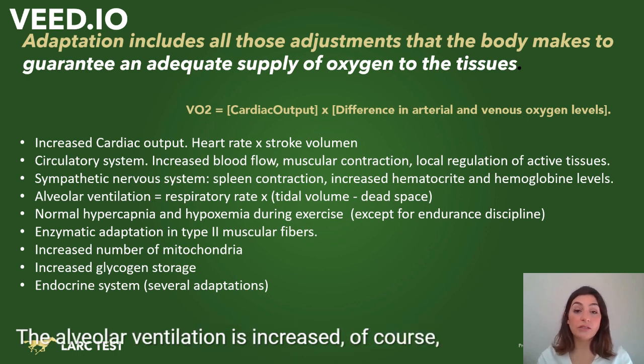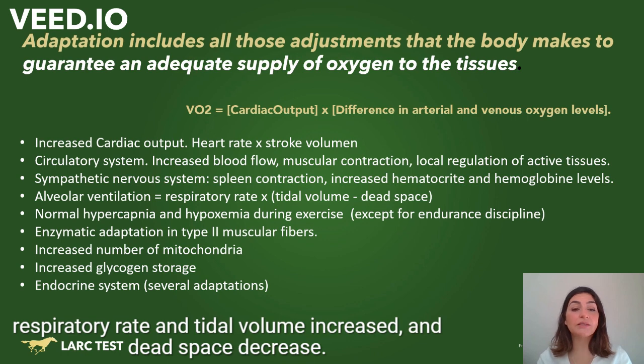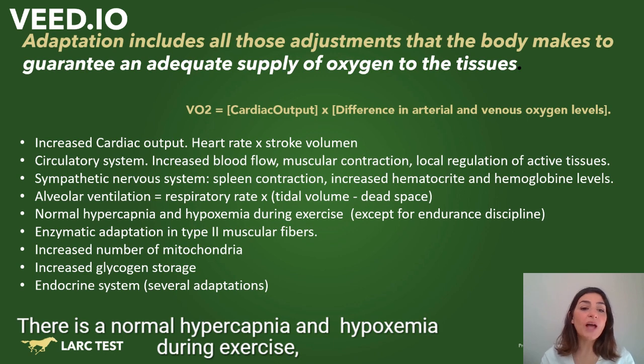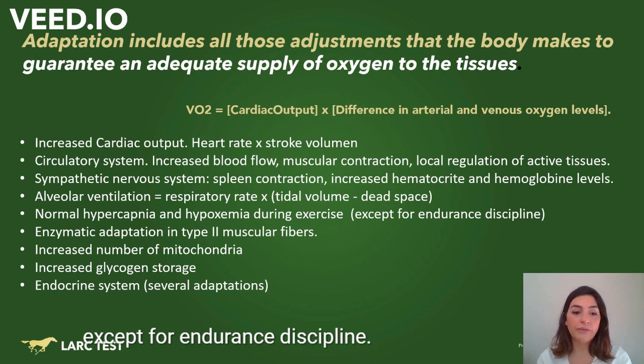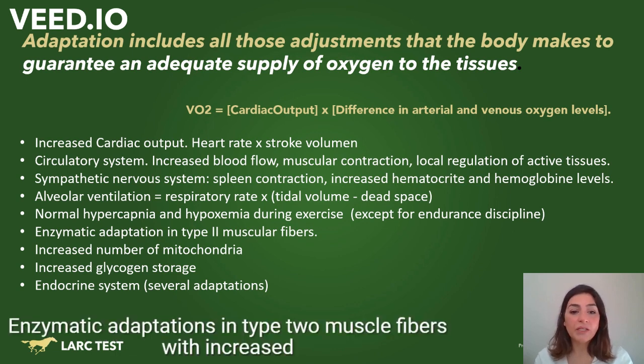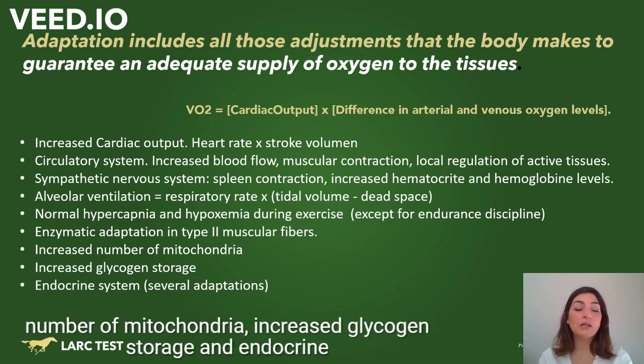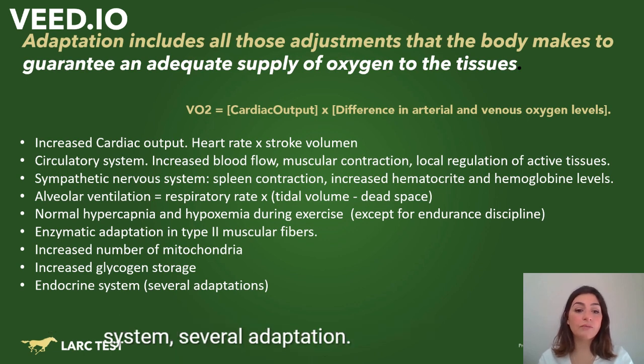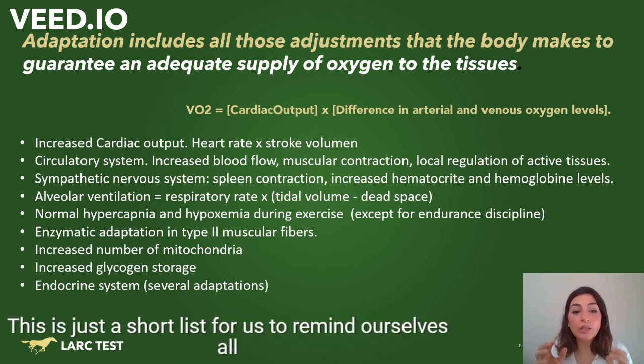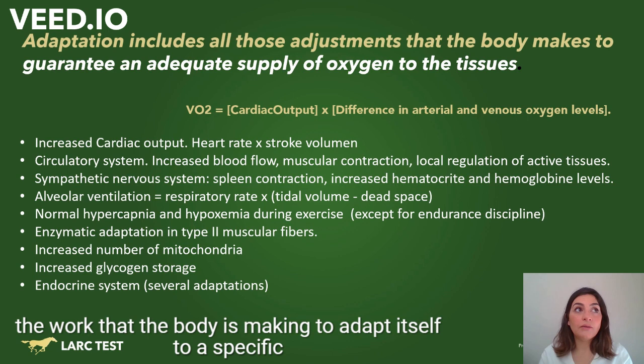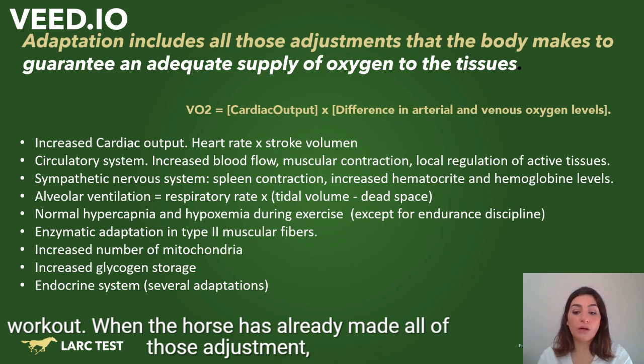The alveolar ventilation is increased, of course, with respiratory rate increase, tidal volume increase, dead space decrease. There is a normal hypercapnia and hypoxemia during exercise, except for the endurance discipline. Enzymatic adaptations in type 2 muscle fibers, with an increased number of mitochondria, increased glycogen storage, endocrine system, several adaptations. This is just a short list for us to remind ourselves of all the work that the body is doing to adapt itself to a specific workout.